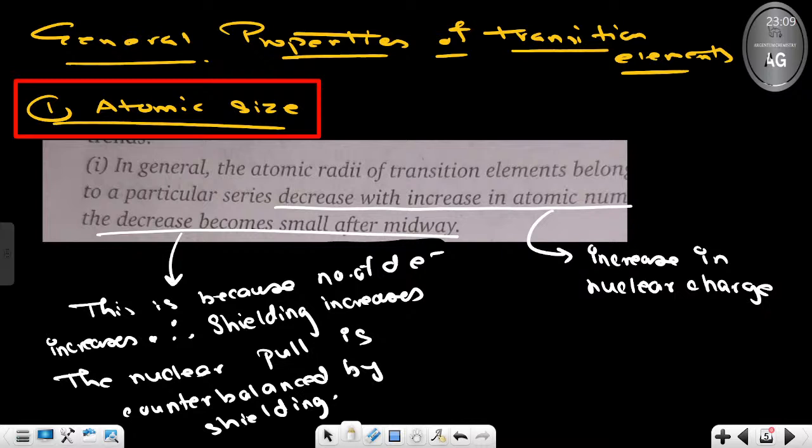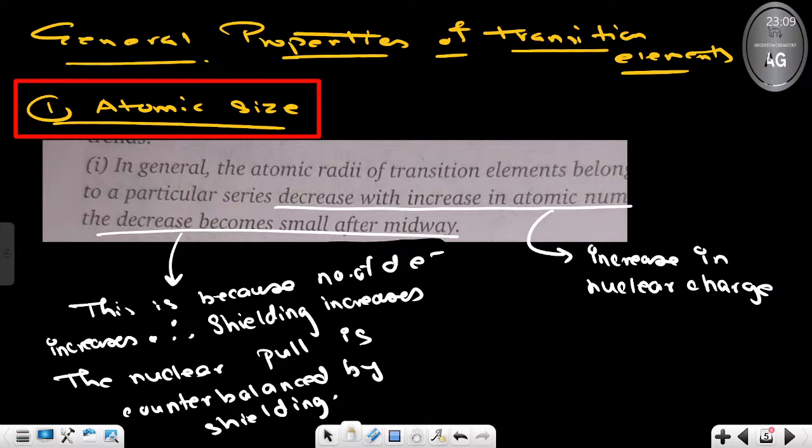Don't write beating around the bush, writing something which is not to the point, invalid, will not fetch you marks. You have to write whatever is completely needed. Okay, clear? Did you understand? I am repeating again. In general, atomic radii decreases as we move from left to right of a series. That is due to increase in nuclear charge, and that is a very obvious answer.